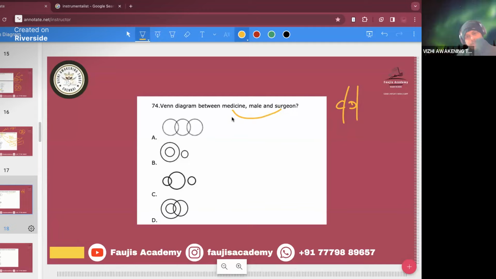Okay. Anybody with C? I changed my mind, option A. No problem. Anybody with A? He cannot keep this set as either medicine or male or surgeon, because not all medicine will be men, not all surgeons will be male, and not all males will be surgeons or medicine. So B is definitely not our answer, that's for sure.